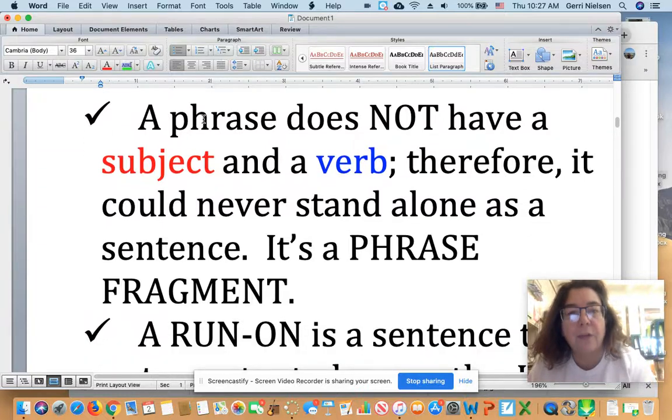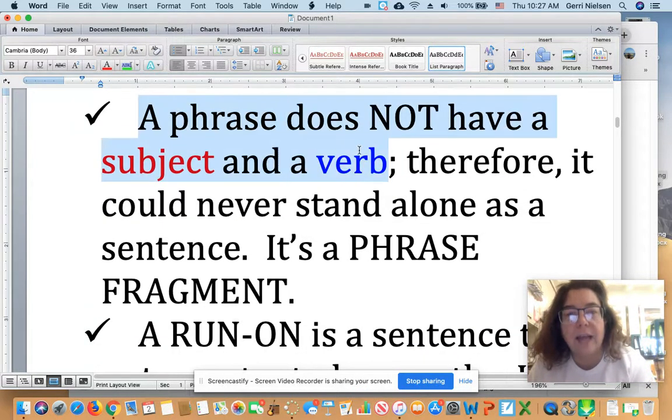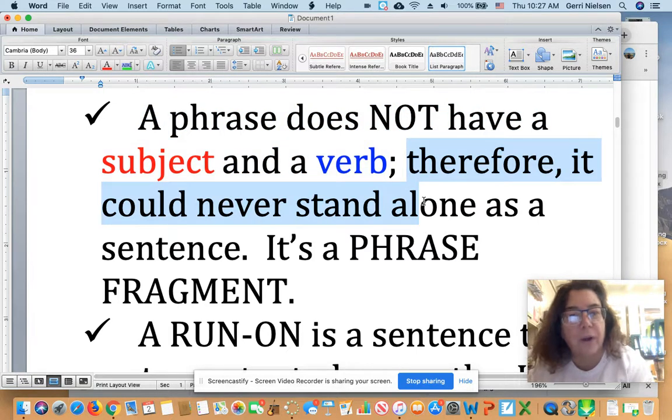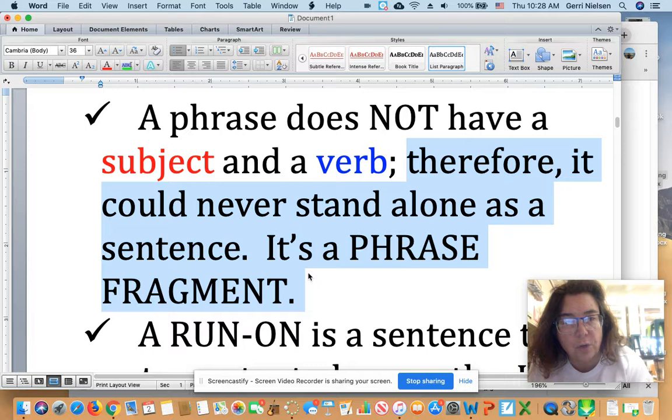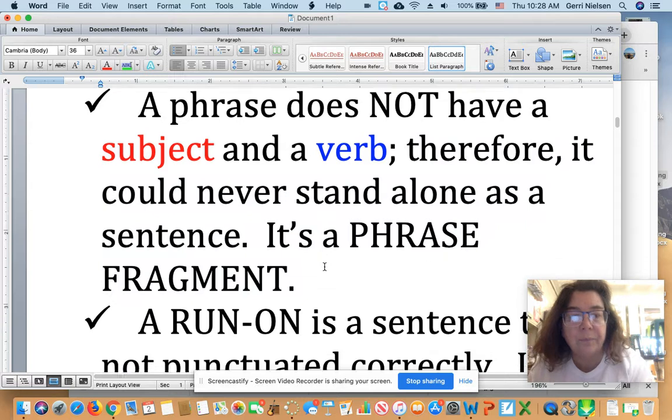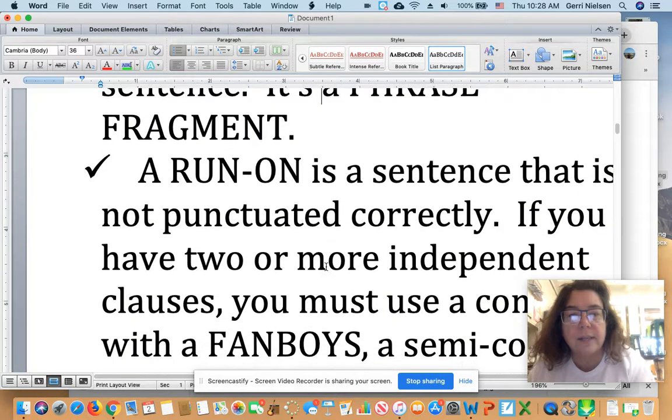Conversely, a phrase does not have a subject and a verb. Only a clause does. Therefore, a phrase could never stand alone as a sentence. It's a phrase fragment. So a prepositional phrase, infinitive phrase, gerund phrase, participial phrase, all of those phrases are phrase fragments. Finally, a run-on is a sentence that is not punctuated correctly.